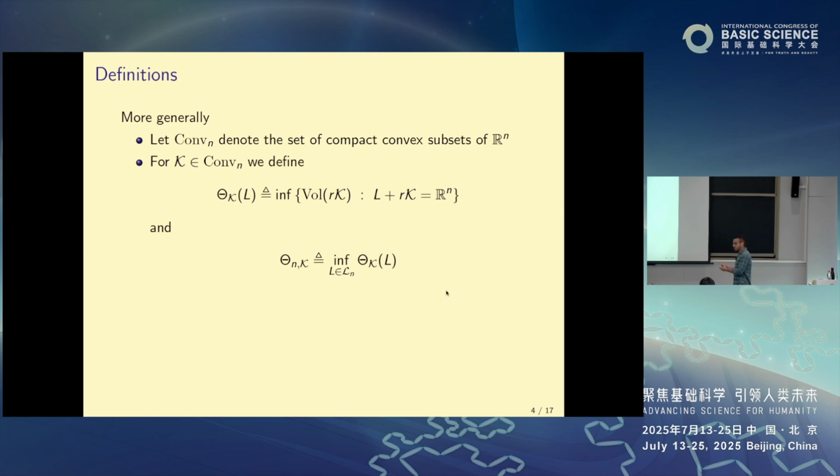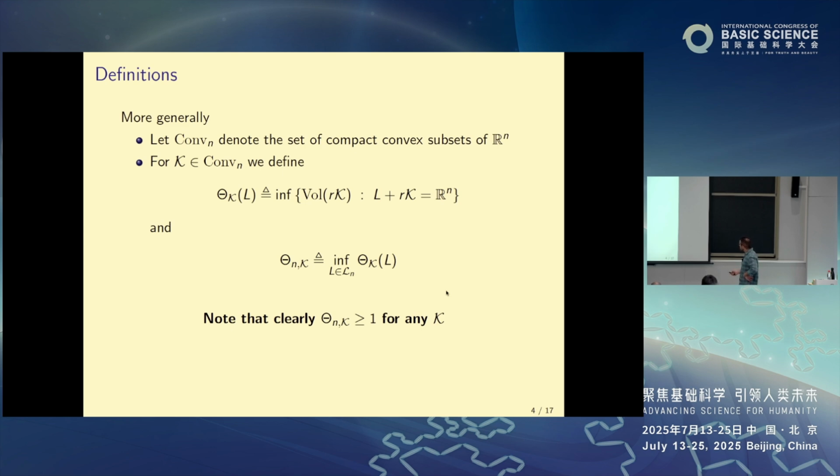Now, I talked about Euclidean balls, but you can extend this definition naturally to any convex set. So for a convex set K in R^n, we denote by theta K of L the covering density of the lattice with respect to K. This is the smallest volume of a dilate of K such that L plus RK equals R^n. And similarly, we can ask what is the optimal covering density with respect to K. This is the smallest covering density among all lattices with unit covolume.